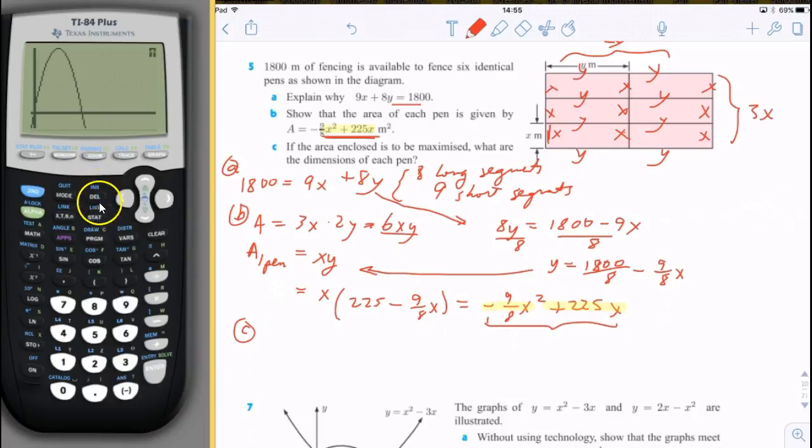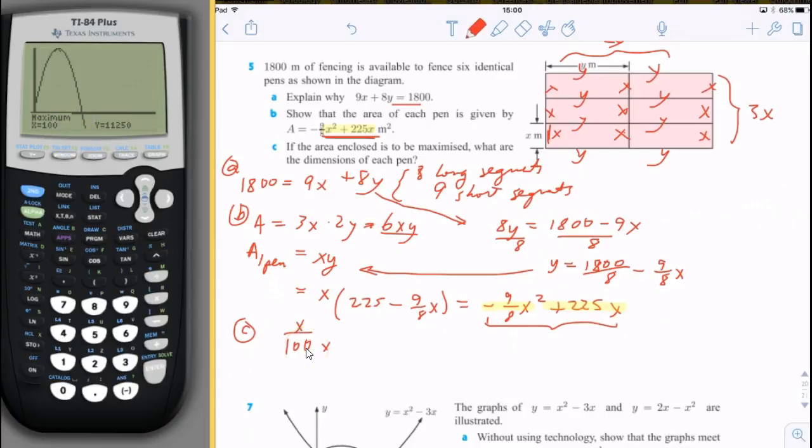So if we want to find that vertex, we could do second, calc, maximum. Go to the left a little bit. Hit enter. Go to the right a little bit. Hit enter. Guess. So the maximum, x equals 100.